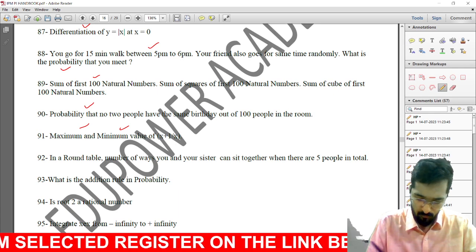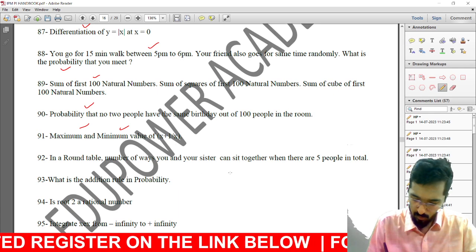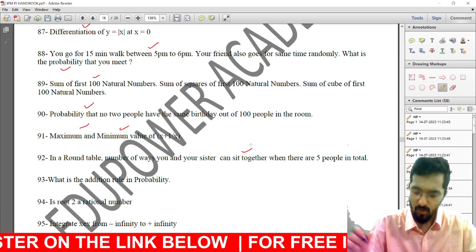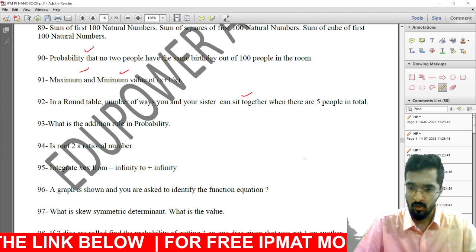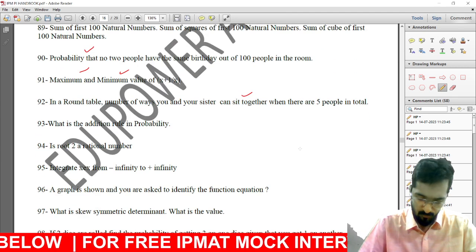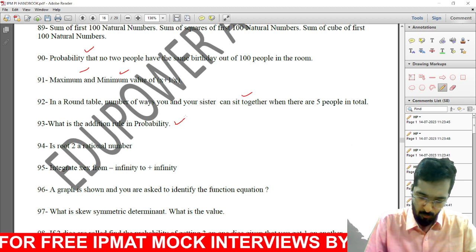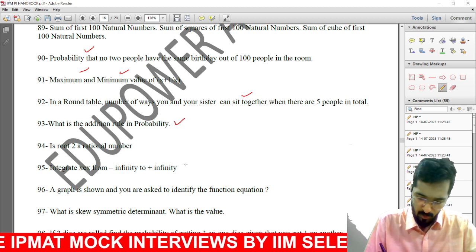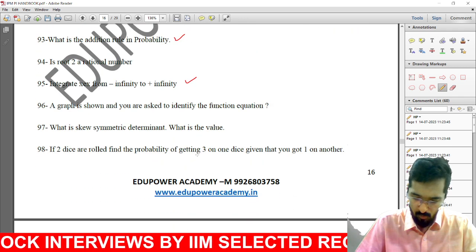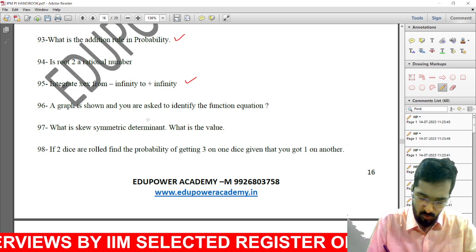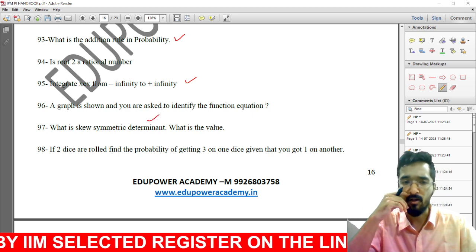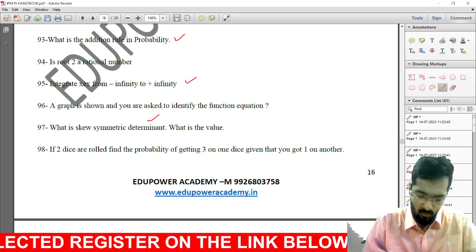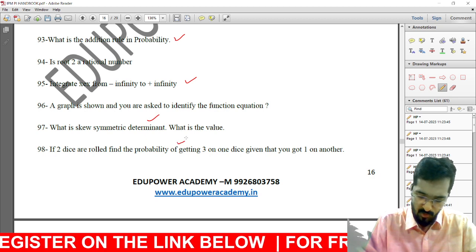Again round table, number of ways you can seat, it's again a permutation combination based question. Addition rule in probability. Addition rule is again a probability based question. Integration based question. What is Q symmetric determinant, matrices and determinants. Two dice are rolled, find the probability.